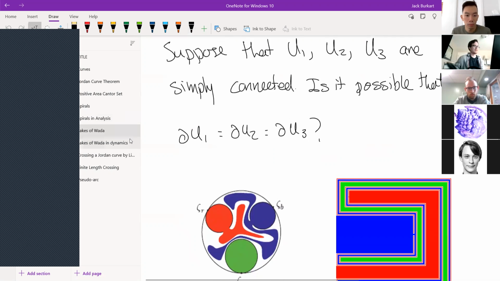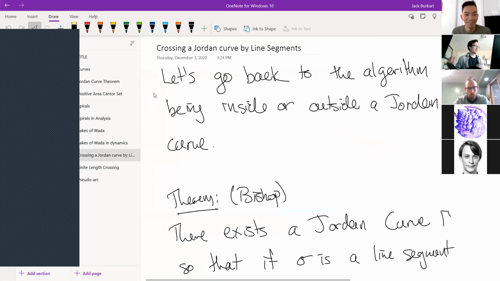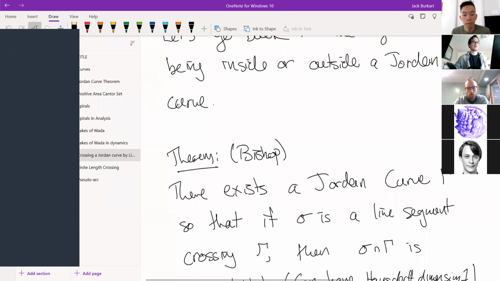I wanted to talk about the lakes of Wada, but maybe I will talk about the theorem that I proved, since I want to talk about what I proved and brag a little bit. I want to return to our algorithm, now that I've convinced you that Jordan curves can be these really horrible objects, and address Sam's point that maybe you just can't cross a Jordan curve in a nice enough way for this algorithm to work in general.